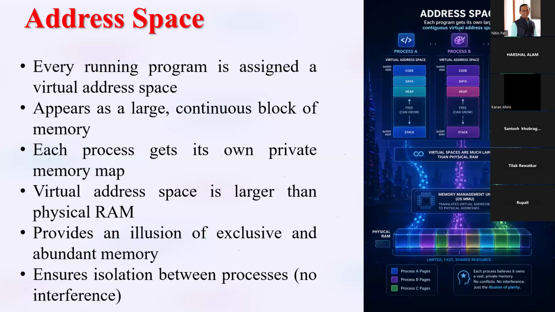Now the big question arises here. If the program is seeing one continuous space, but the actual data is scattered across RAM and disk, how does the system map one to the other? How does the virtual address become the real physical location? And that mapping, that translation, is where paging comes into play. And that's what we'll be talking about now.